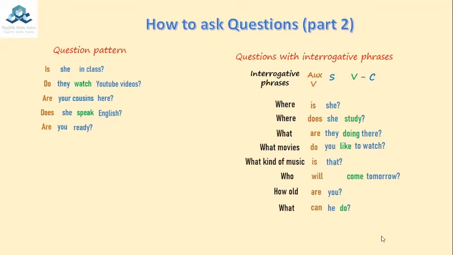tratar de hacer la pregunta en inglés de la misma manera en que la hacemos en español. For example, ¿ellos hablan inglés? If I want to ask this, si quiero preguntar eso, we have to avoid doing something like this. Tenemos que evitar hacer algo como esto. They speak English. Ellos speak es hablar, English es inglés. Right? ¿Cierto? But no, that is incorrect.